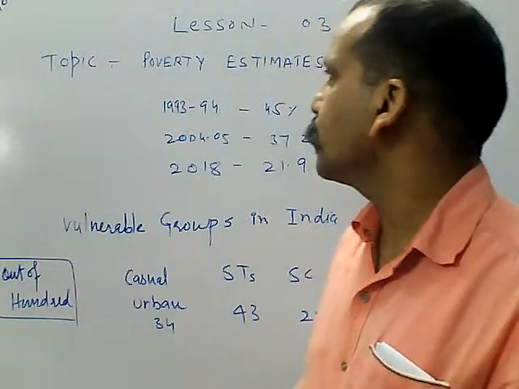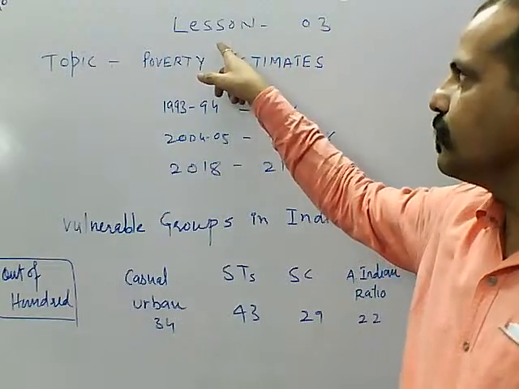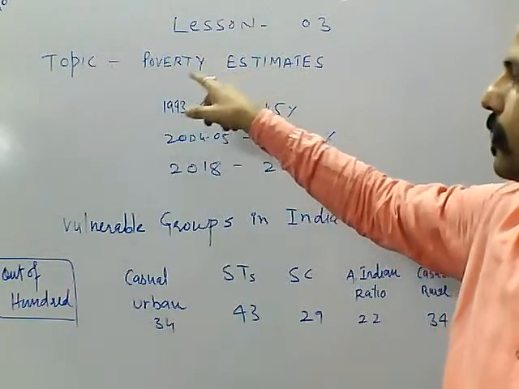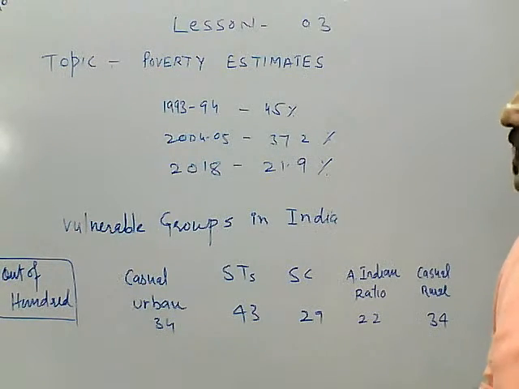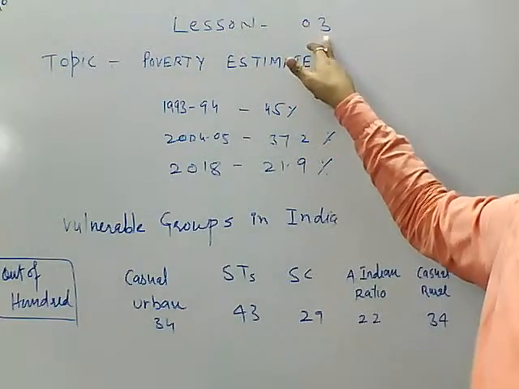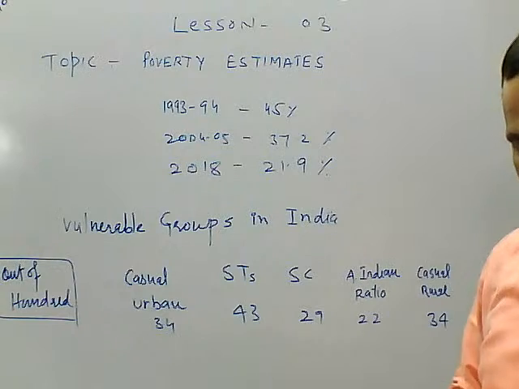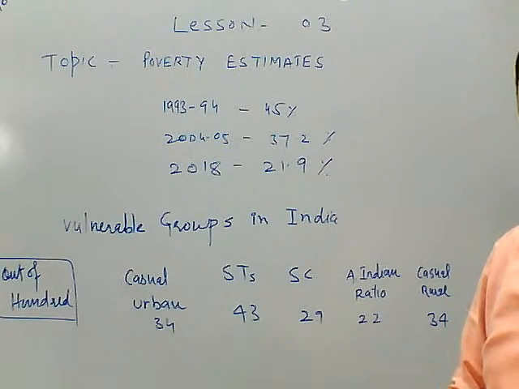So today we will discuss chapter number 3, which is almost going on. In this chapter 3, poverty estimates in India. The topic is poverty estimates. This is the name of the topic which we will discuss today. Poverty as a challenge is the chapter name. No doubt, poverty is a big challenge for any country, particularly developing and less developed countries. So there we have to look after these things.